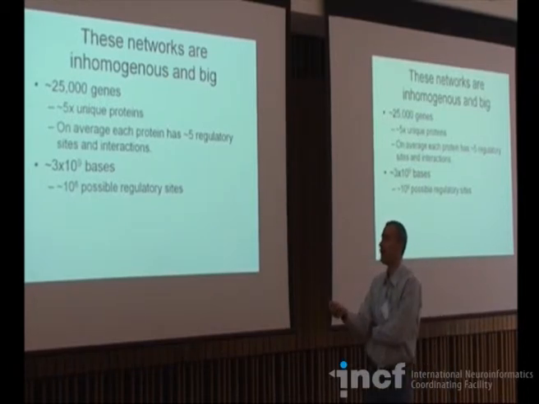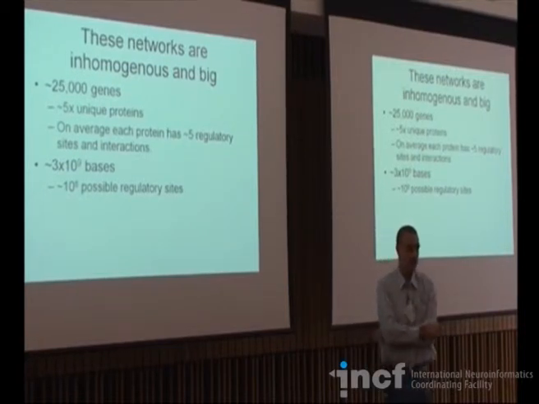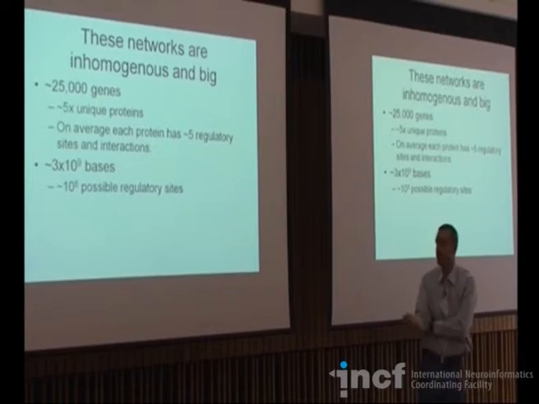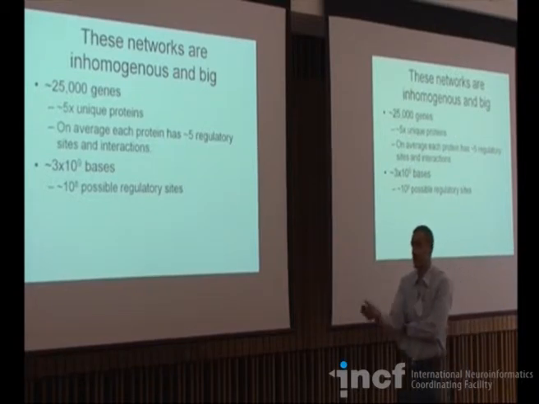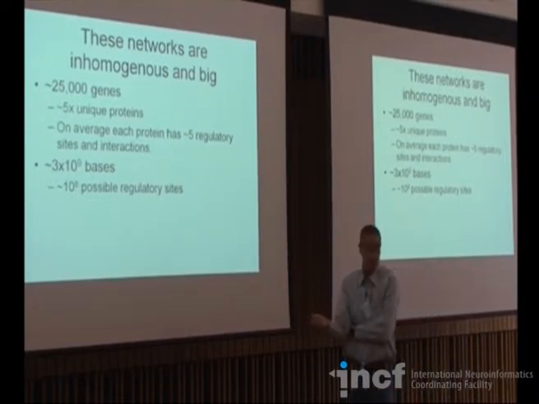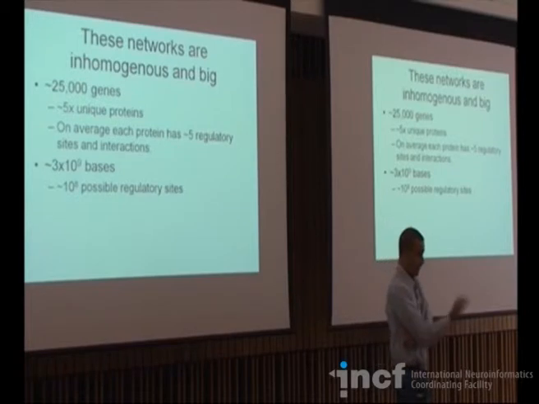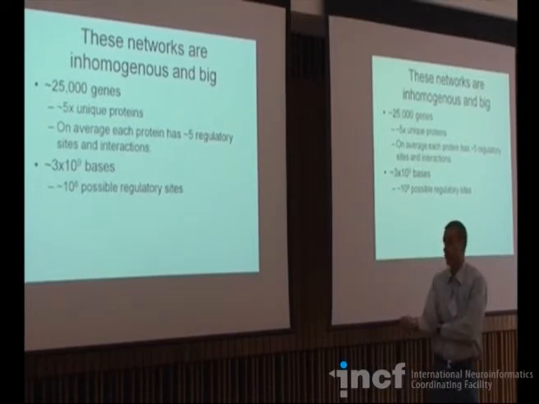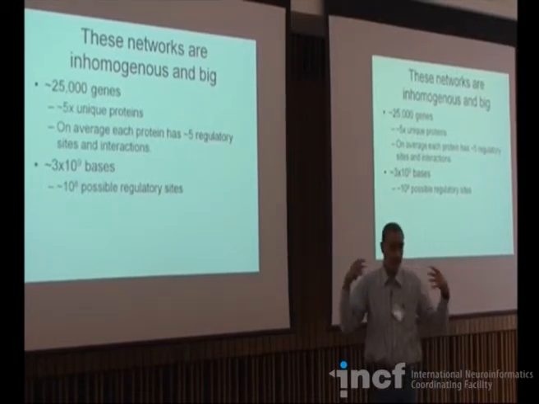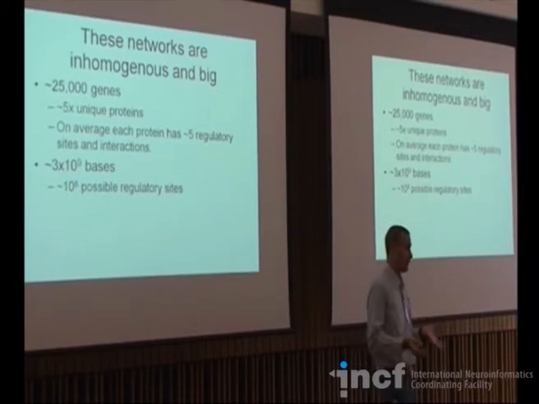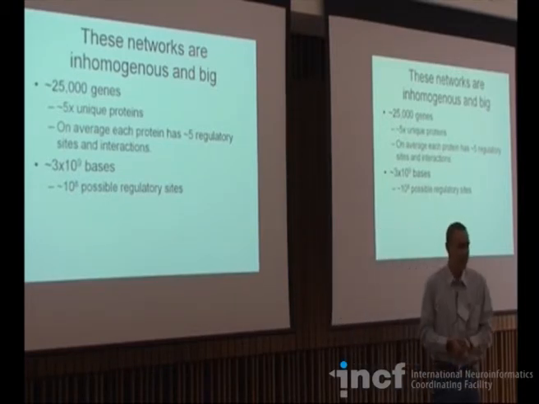There are 25,000 genes and perhaps five times as many unique distinct proteins based on splicing and so on. Each of those has typically five or so regulatory interactions, sometimes many more, not to mention the number of bases where you can possibly have these interact with the DNA. So this is a very, very large network. It's a very messy network. But this is what we've got to try to figure out.